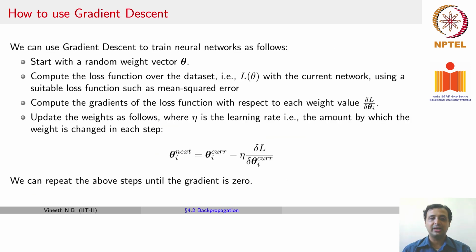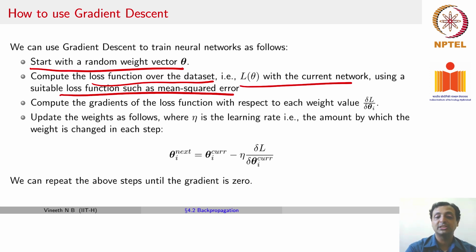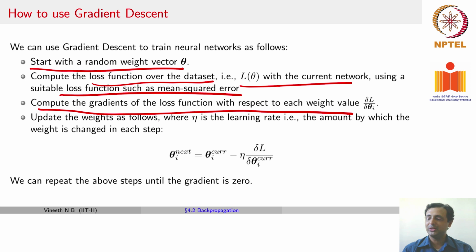Let's now try to see how you actually use gradient descent in practice to train neural networks or to train any other function for that matter. For neural networks in particular, we start with a random weight vector theta. You compute the loss function over the data set. So you have a training data set. You take L of theta with the current network using a suitable loss function such as mean square error. You could have other loss functions, and we'll see many of them over this course. But at this point, let's take one of the simplest, which is the mean square error. We compute the gradients of the loss function with respect to each parameter in the network. So it could be the weight, it could be the bias, it could be any other parameter. Every parameter that's involved in getting that output of the neural network, you compute the gradient of the loss function, every parameter that you need to learn, of course. You compute the gradient of the loss function with respect to each of those weight values, and we denote that as dou L by dou theta I.